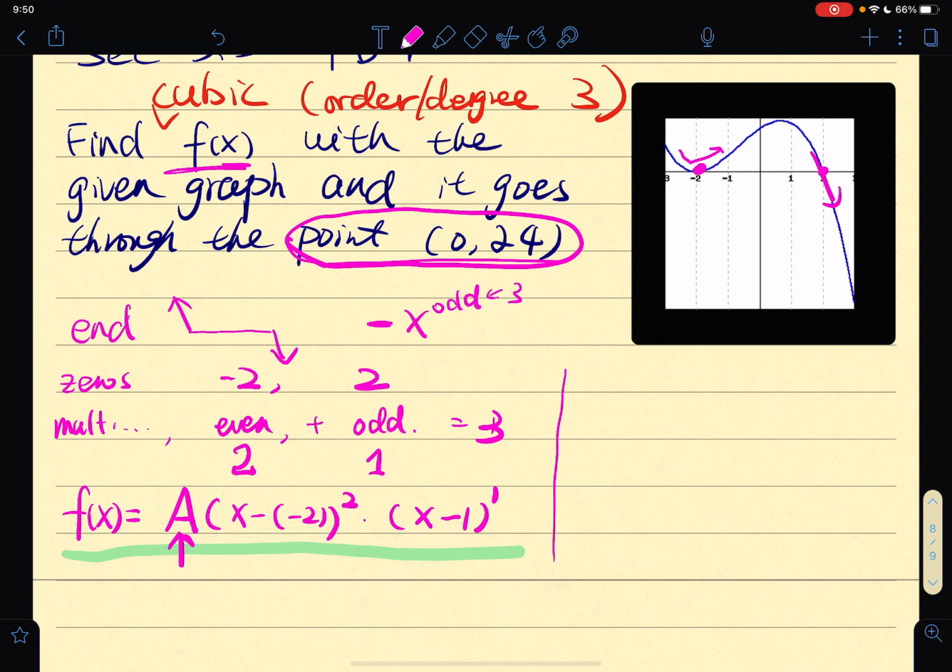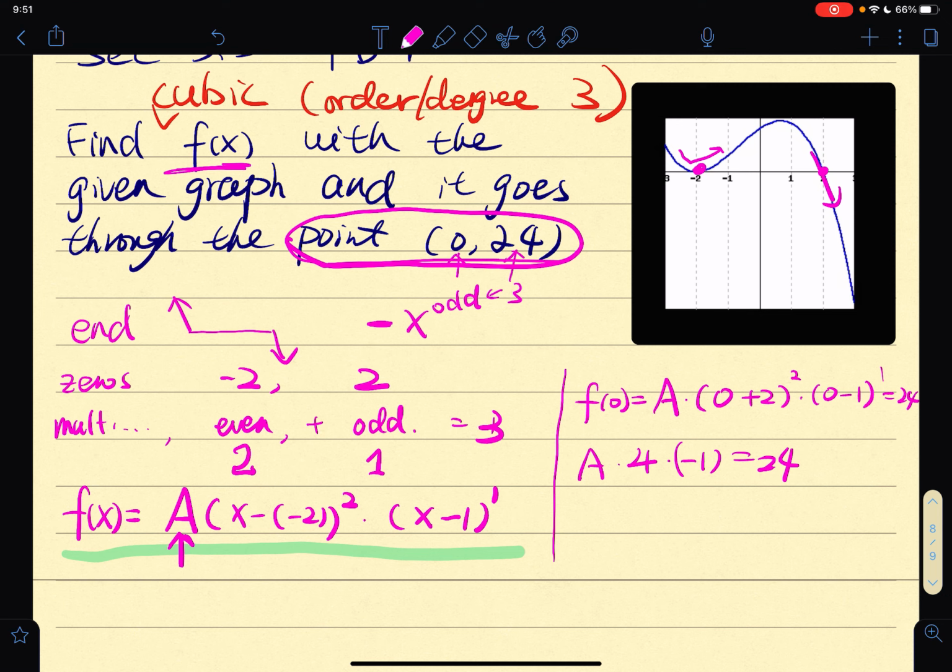It's already shown us that when the input is 0, my output is 24. So f of 0 is a times (0 minus -2), hence plus 2 squared, times (0 minus 1) to the power of 1, which is supposed to be 24. So a times 4 times -1 is 24. Just want to double check. Sorry, the point is 2. Why did I make that mistake? It's -2 here. I'm sorry, it's a typo.